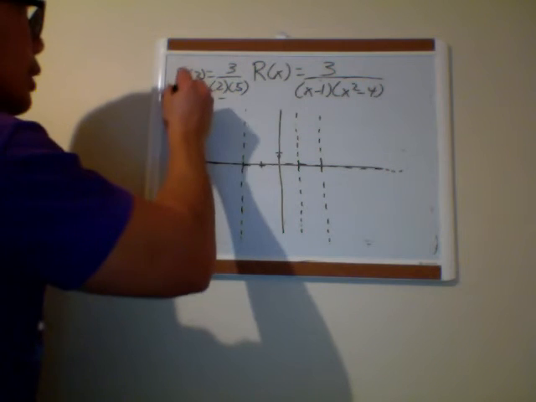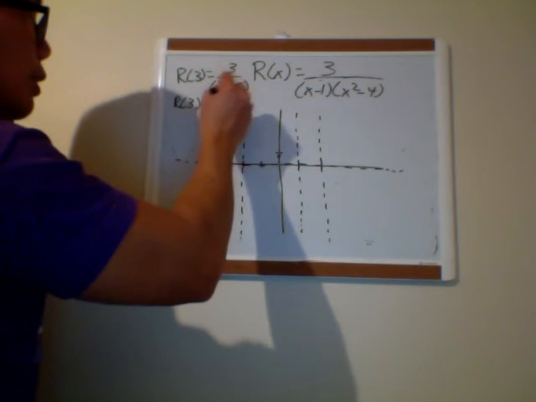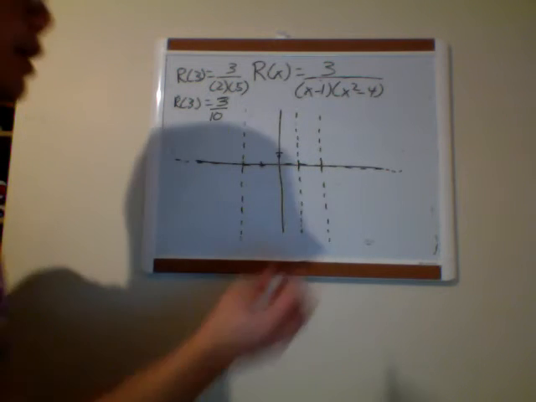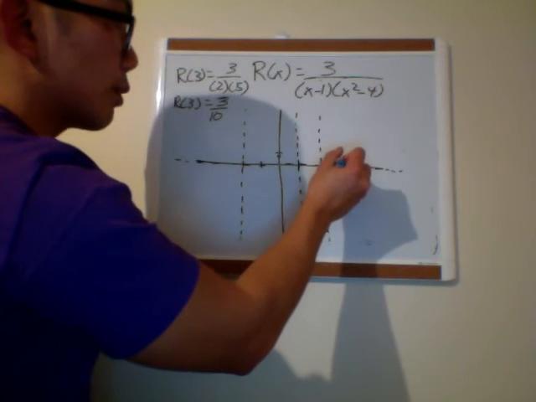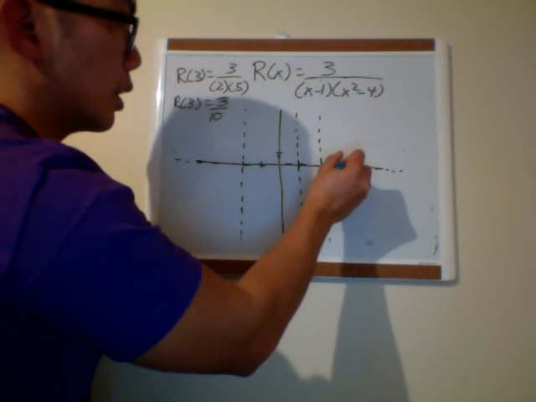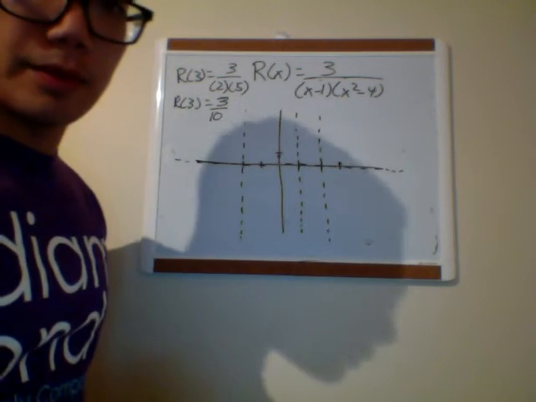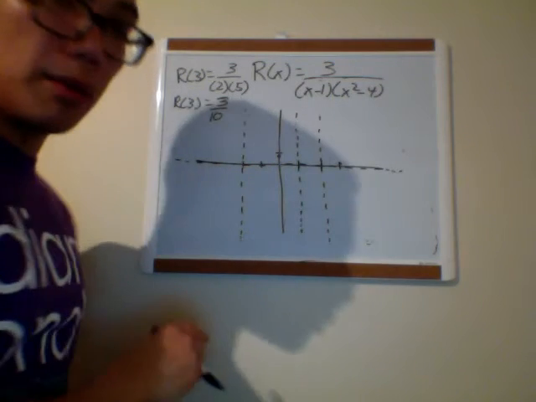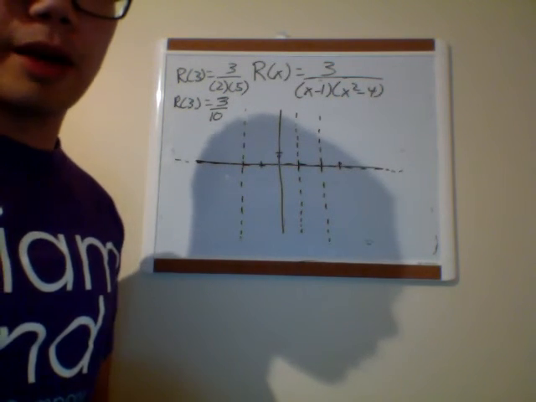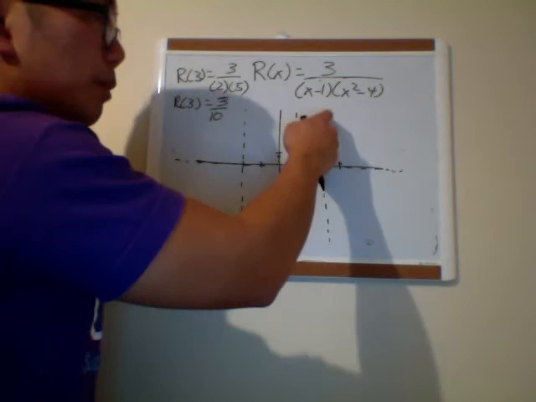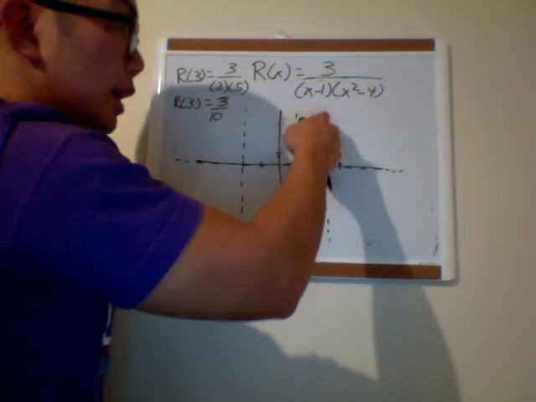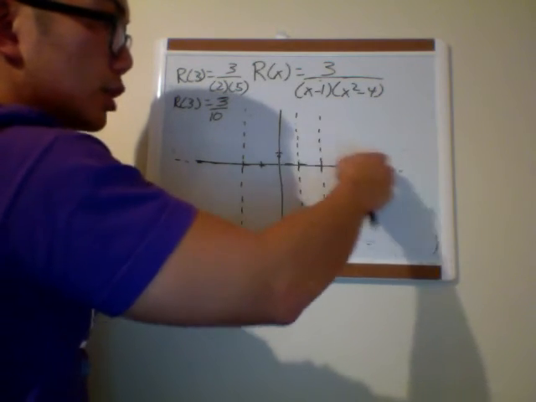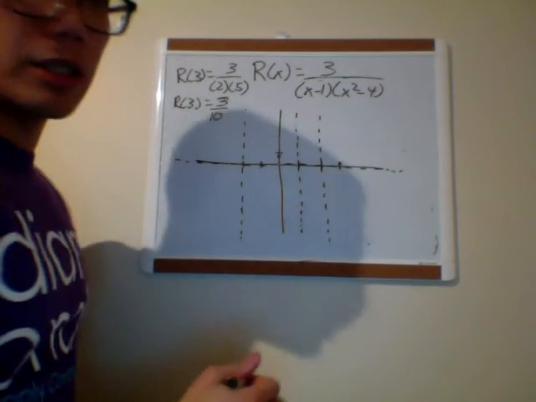And so r of 3 is equal to 3 over 10. Now that means at 3, which is right here, I'll be at 3/10, which is really, really close to the x-axis. Now, remember, in this problem, I do not cross the horizontal asymptote at all. So since I'm above here, I know that it's in the positive section, and it's going to form that shape that we always see with rational functions.